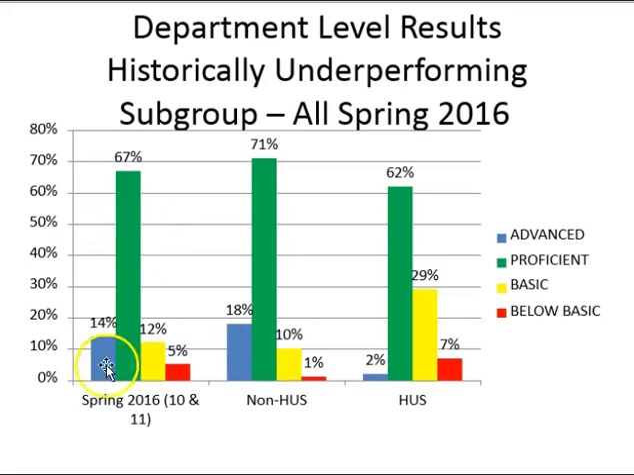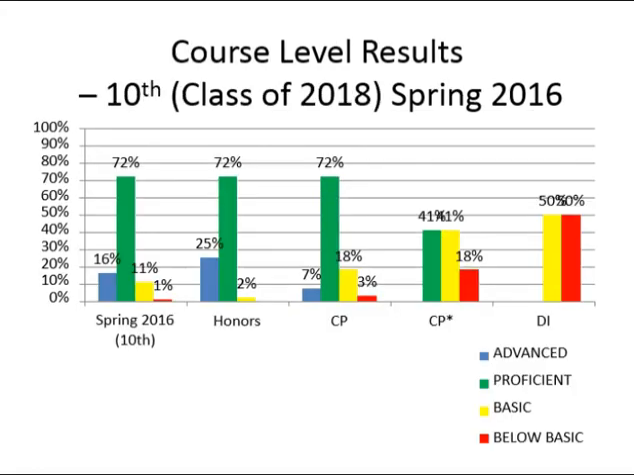You can look at historically underperforming subgroups, which really starts to show the disparity in the levels of advanced learning going on. We could do it by course level. So we can see our honors students, our college prep. This college prep with a little asterisk means that the class is co-taught with a learning support or reading specialist in our direct instruction. We can start to see what courses are working and what are not.